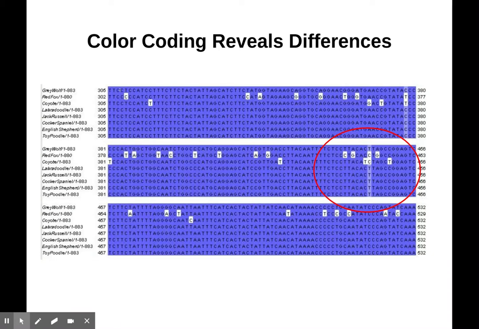So you can see on this base, the red fox has a difference. Here, the Labradoodle. On this section, 305 to 380, it looks like the red fox has more differences than any others. And again, on the second section and third. So the red fox is the most different from all of these. We can see here on this section, the red fox and that coyote have a very similar pattern. And so just by comparing DNA sequences, we can see similarities and differences between different species.